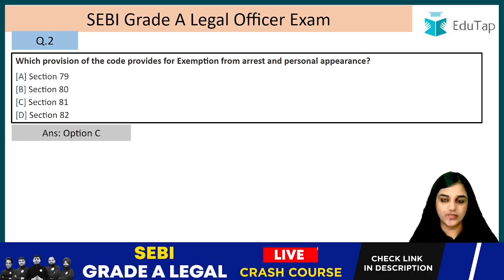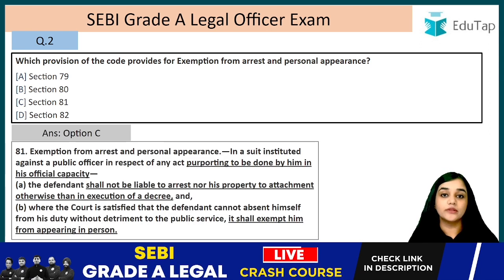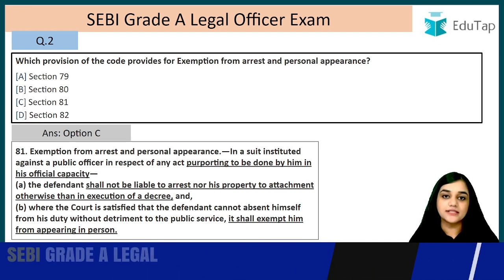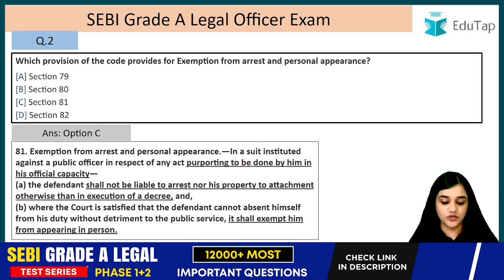So it is section 81, right? As I've told you, these are the special circumstances, these are the special suits. So special status has been given to them. Let's read what this section is saying.